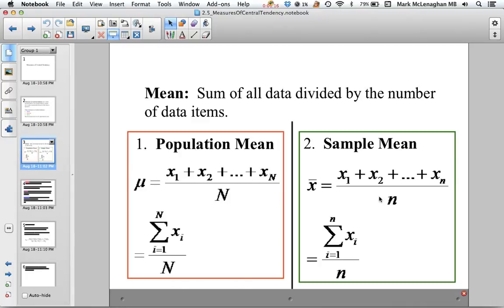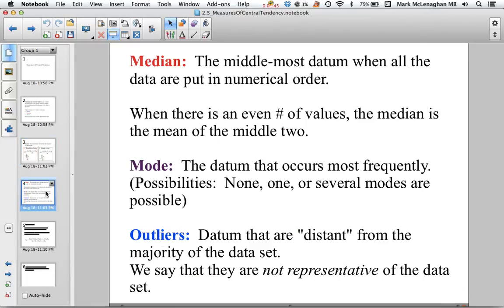If you're doing a sample, it's the same formula, add up all the values and divide by how many they are. We usually just use two different notations. This is called mu, and this is x bar. So x bar represents the sample mean, mu represents the population mean, and then this is their corresponding sigma notation formulas. That just means add up all the values, divide by how many there are.